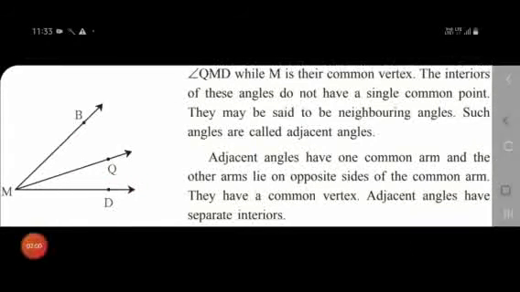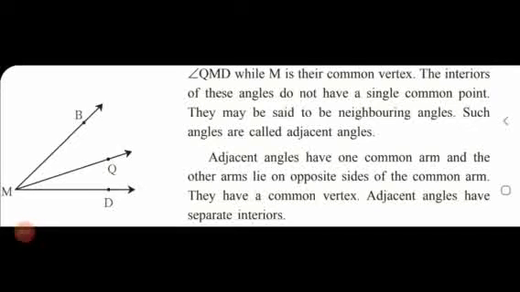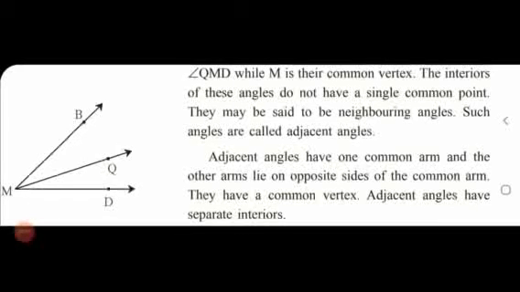Next concept we have seen is adjacent angles. Adjacent angles are those angles which have one common arm and the other arms lie on opposite sides of the common arm. They have a common vertex, and adjacent angles have separate interiors.